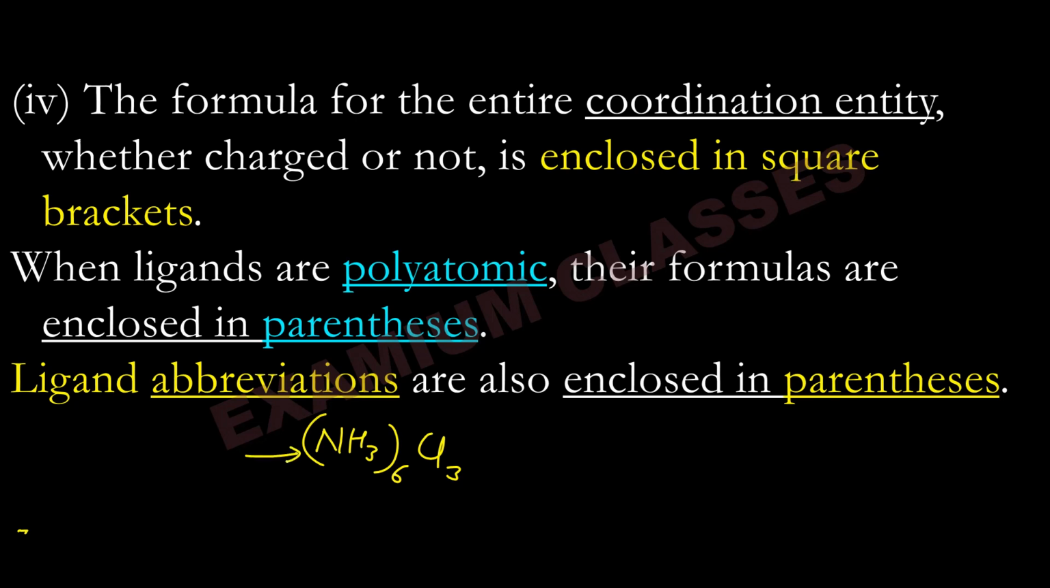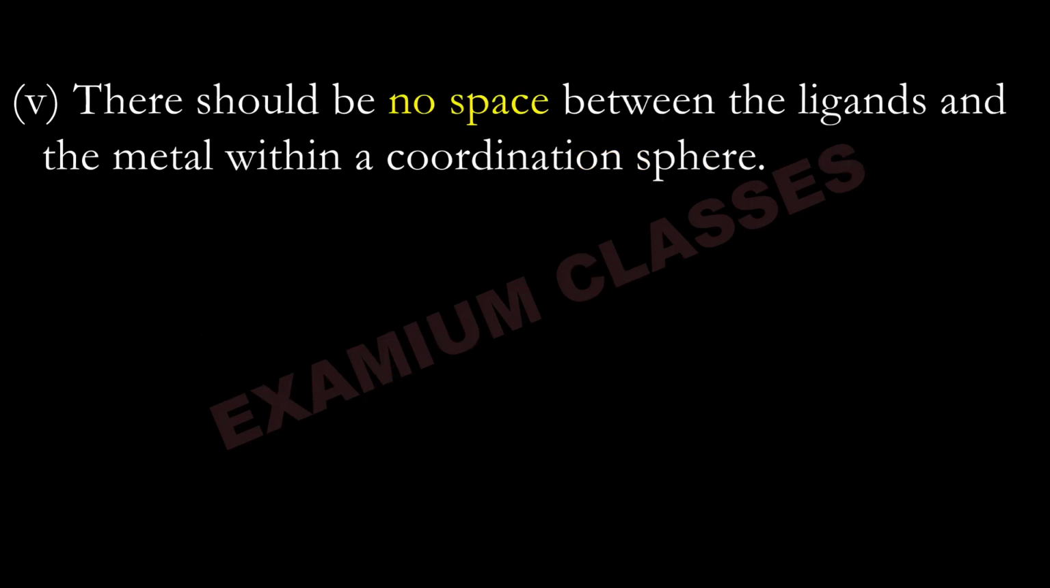Moreover, whenever we use abbreviations, for example, for ethane-1,2-diamine I use en, then en will also be written in parentheses. Normally you will see that we write en, we don't write ethane-1,2-diamine. So if we have 3 en, then we will write en whole thrice. Ligand abbreviations are also enclosed in parentheses. There should be no space between the ligands. This is the same thing as I said in case of IUPAC naming: no space, except for a few acids. Whenever you say carboxylic acid, there is a space between carboxylic and acid.